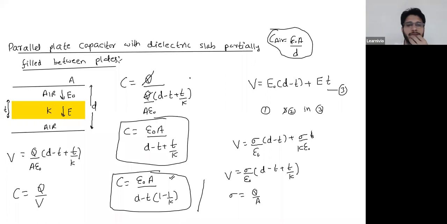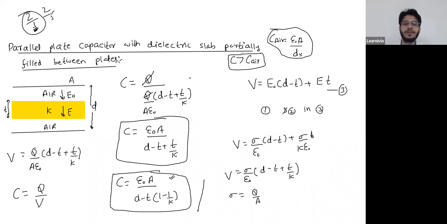Why is it less? Because T into 1 minus 1 by K is being subtracted from the denominator. See, Joanna, the numerator in both the cases is same, but here in C air, your denominator is D. But for C with dielectric, your denominator is D minus T into 1 minus 1 by K. So something is subtracted from the denominator. If denominator decreases, then overall function increases. Like out of 2 by 3 and 2 by 5, 2 by 3 is greater because the denominator is small. So you can say that C is greater than C air.